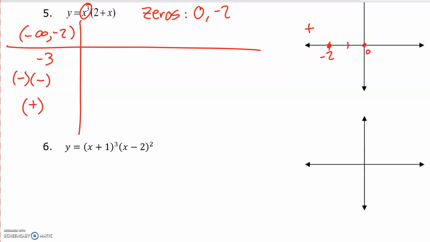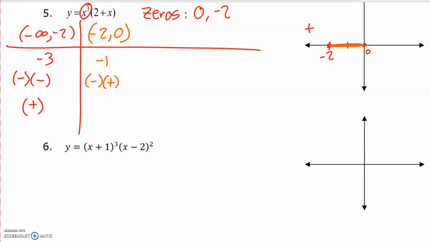Let's go ahead and test the next domain interval, which is going to be between -2 and 0. So -2, 0 is going to be our domain interval. I'm going to test -1. So when I substitute -1 back in, I'm going to end up with -1 cubed, which is going to end up being negative. And then 2 plus -1, which would just be +1.